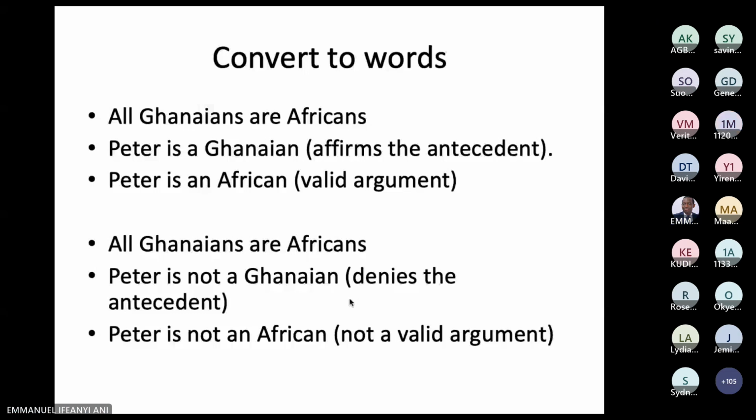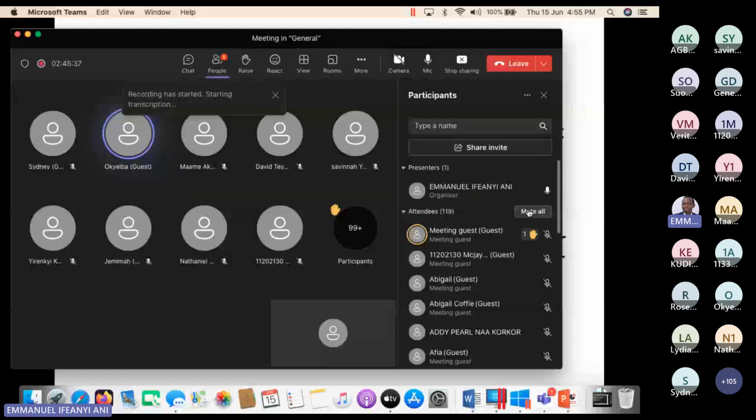Going back to the rule for deductive reasoning, we can only affirm the antecedent or deny the consequent in order to reach a valid conclusion. Any other operation will make the argument lose its validity. So we saw this example. This is an argument that affirms the antecedent, X is an A. We said it's valid. The second one denies the antecedent, X is not an A. We say it's not valid.